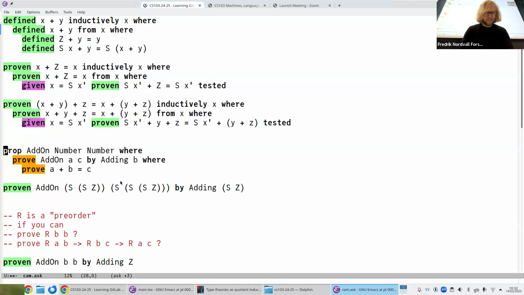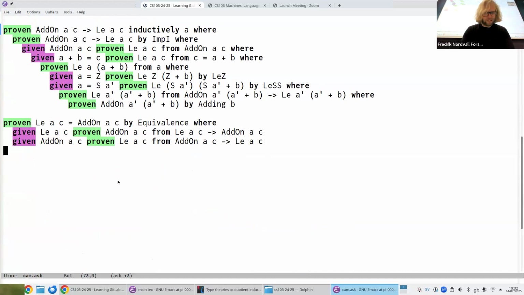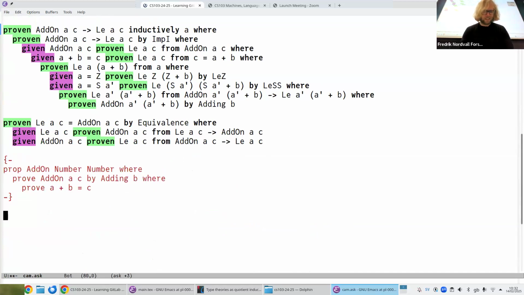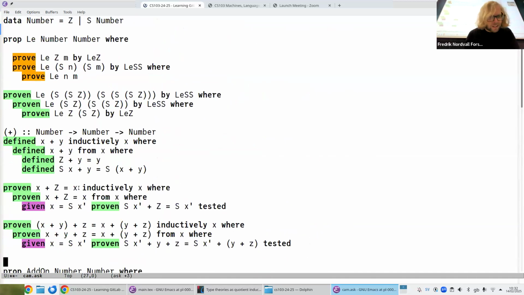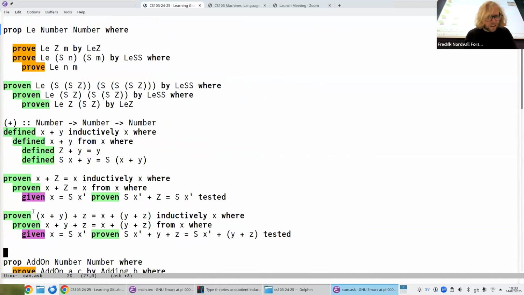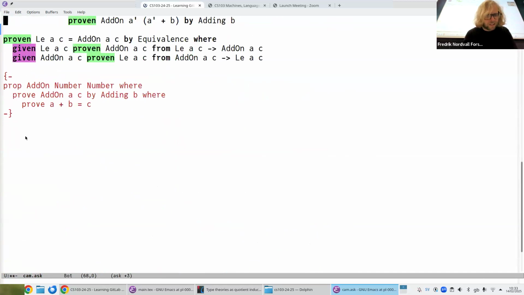So I'll take this just for comparison, put that in a comment down here. And let's do the same thing for multiplication. Do we have multiplication? We do not have multiplication. Let's give ourselves multiplication.